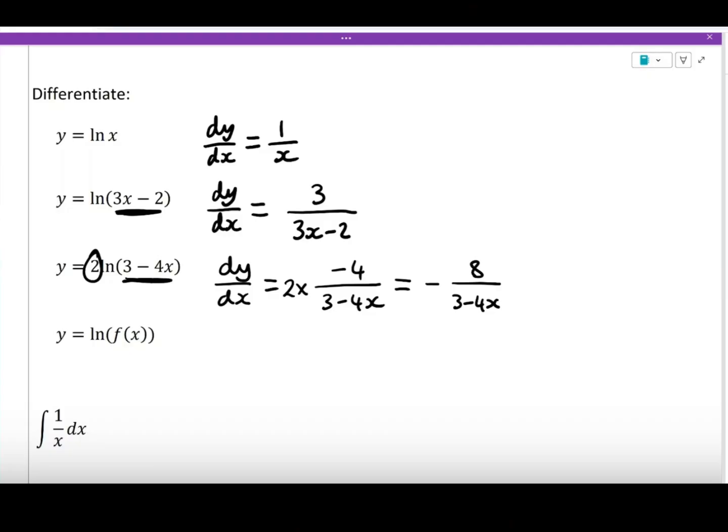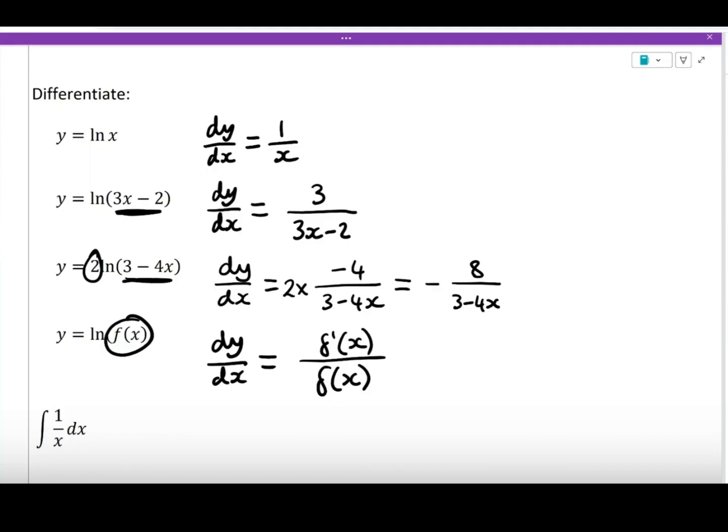Now let's look at a generalization. So if we have y equals the natural logarithm of some function of x, so that's essentially just what's in our brackets each time, then dy by dx is going to be equal to a fraction where the denominator is the f of x, and then the numerator is the derivative of that. So in terms of function notation, I would write f dash x like that.